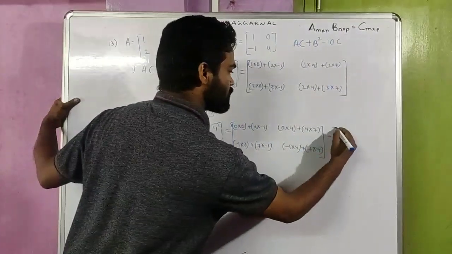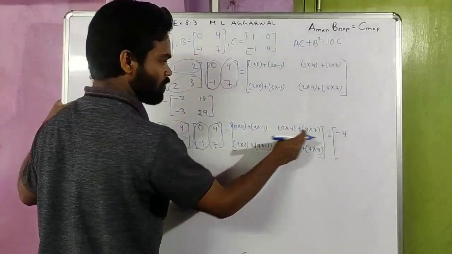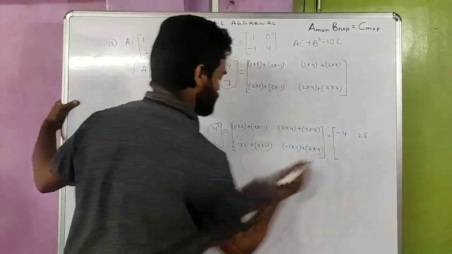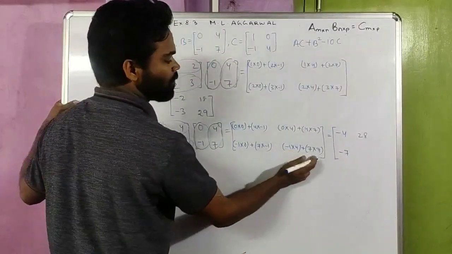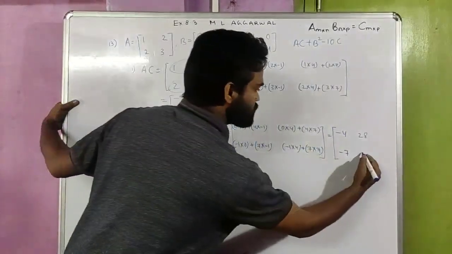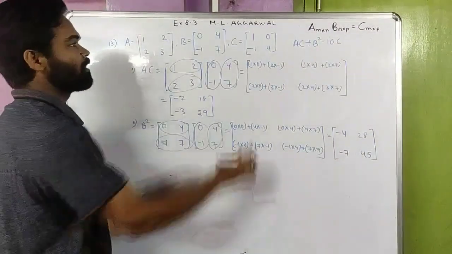This we can solve easily. This is minus 4. This is 0 plus 28. This is minus 7. This is minus 4 plus 49. That's 45. So you got B square. Now we'll find that.